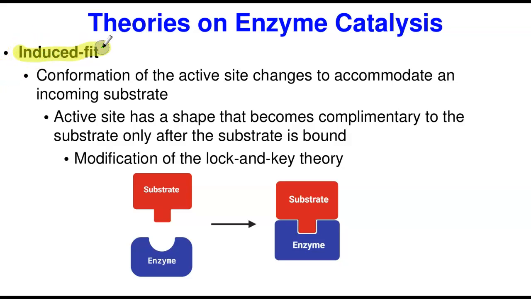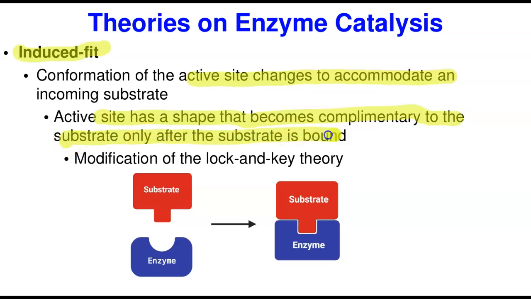The induced-fit model postulates that the conformation of the active site of an enzyme changes to accommodate the incoming substrate. And this change only takes place when what? When the substrate has bound to the enzyme. So the active site has a shape that becomes complementary only when the substrate has bound to it. And like I said, this is the modification of the lock and key.